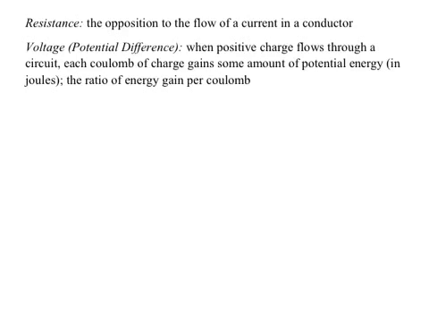The second definition we have to make is called voltage, and voltage is really defined as a potential difference. And this happens when a positive charge flows through a circuit, and each coulomb of charge gains some amount of potential energy as it flows through the circuit in joules, and we're looking really at the ratio of energy gain per coulomb. Okay, remembering that a voltage source or a battery has two nodes, a positive and a negative node, thus creating the potential difference between them, enabling the positive flow to actually go through the circuit.